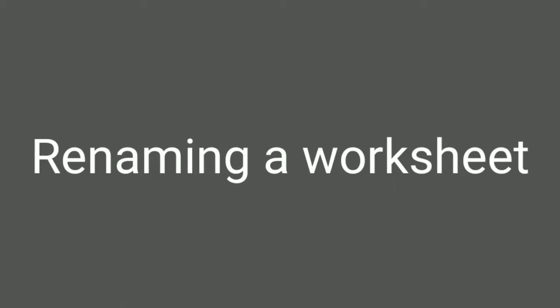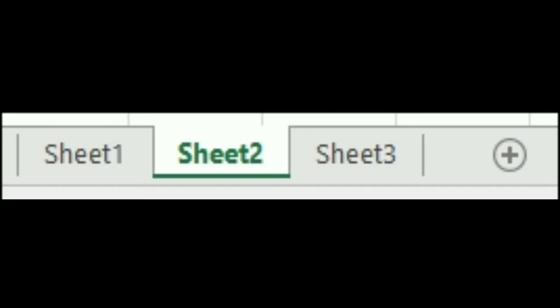Second activity that we can do with sheet tab is renaming a worksheet. What do you mean by the word rename? Changing the old name with the new name. That is what we mean by renaming. See, in Microsoft Excel, the worksheets are given default names. For example, in the sheet tab you have seen sheet number 1, sheet number 2, sheet number 3. These are the default names given by Excel.